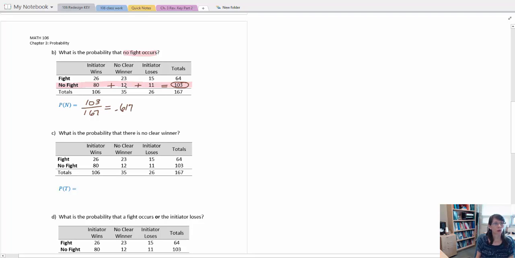For part C, what is the probability that there is no clear winner? So we find on the table where it says no clear winner, so we are taking 23 added to 12 equals 35. So we have 35 out of the total 167. 35 divided by 167 equals 0.210.